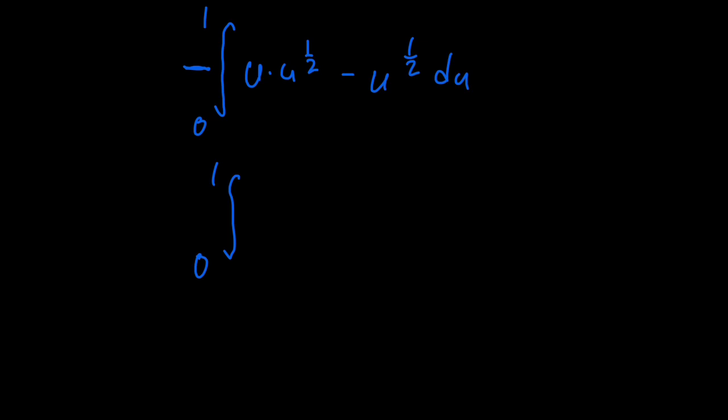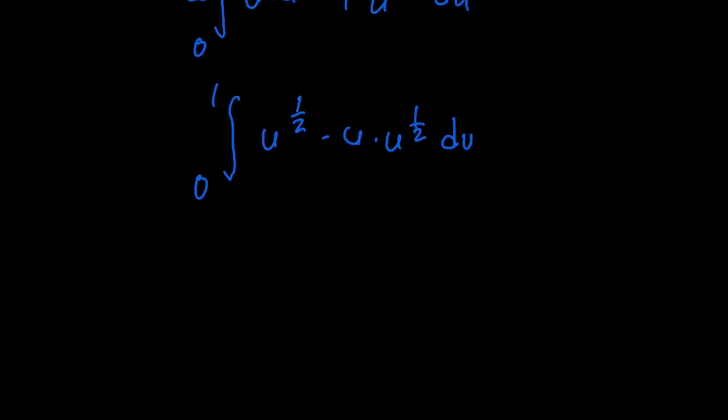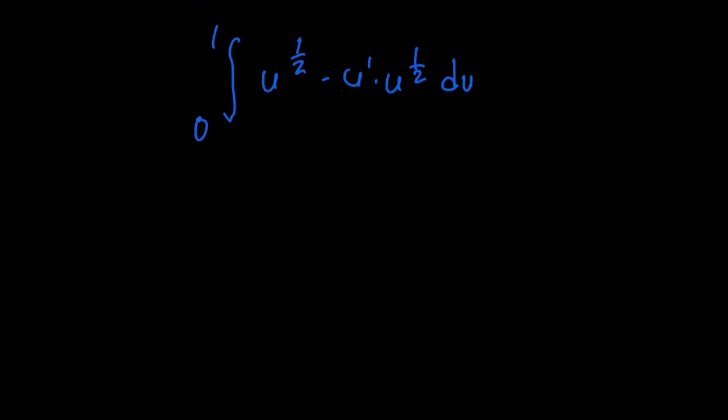So we get 1, 0, and then we can make this a plus, and we can make this a negative, and we can get rid of this. So you get u to the 1/2 minus u to the 3/2 du. Minus u times u to the 1/2 du. Now, this is u to the power of 1 times u to the power of 1/2.